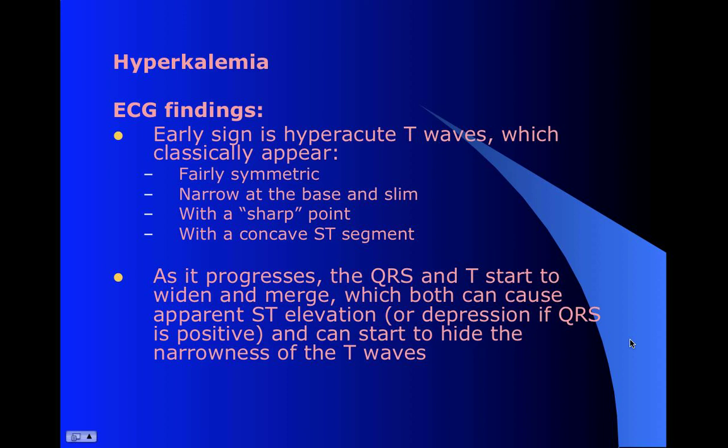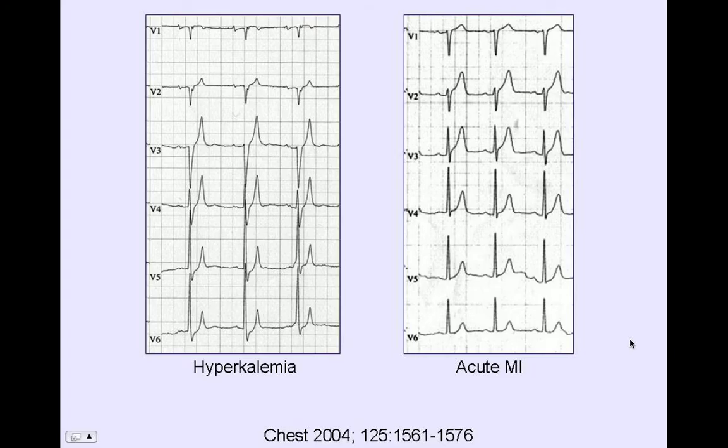So these tented, spiky T waves are going to stand out as the hyper-K indication. Now, what's tricky is as it gets worse, it starts to get more bizarre. Everything widens out some, and that can obscure that narrow spikiness of the T waves. So the worse it gets, the trickier it is. But at that point, it shouldn't really look like an MI. It should look like just a messed up strip.